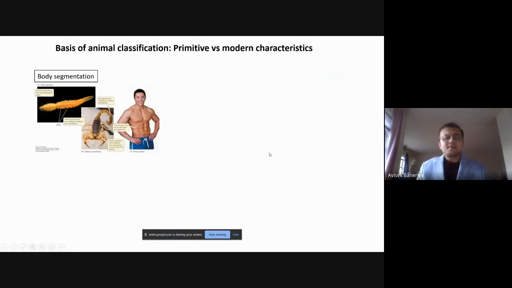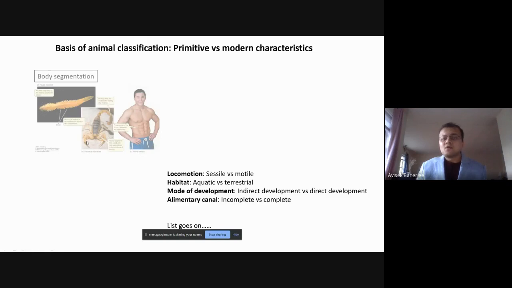And for example, body segmentation. Some animals, like Porifera, which we're going to talk about today, don't have any segmentation at all. But some more advanced animals have segmentation, like arthropoda, which have tagmata, and even humans. So this list actually goes on. You can take basically any characteristic, like locomotion, habitat, mode of development, alimentary canal, and you can ask yourselves whether this is a primitive or modern character.